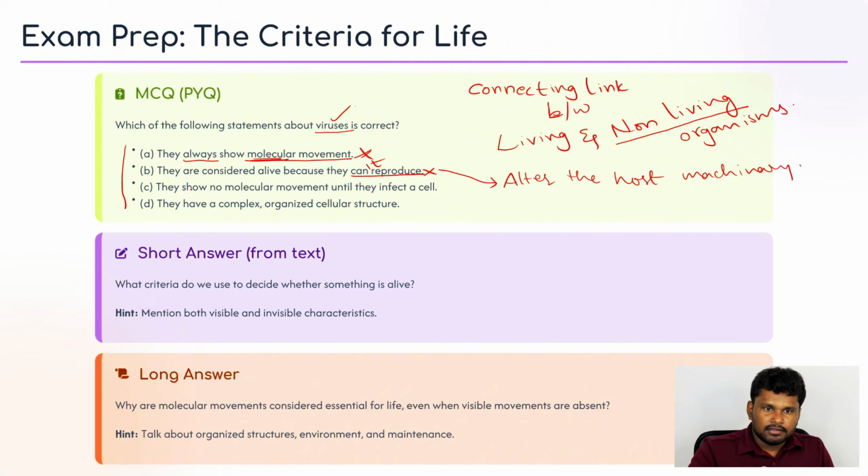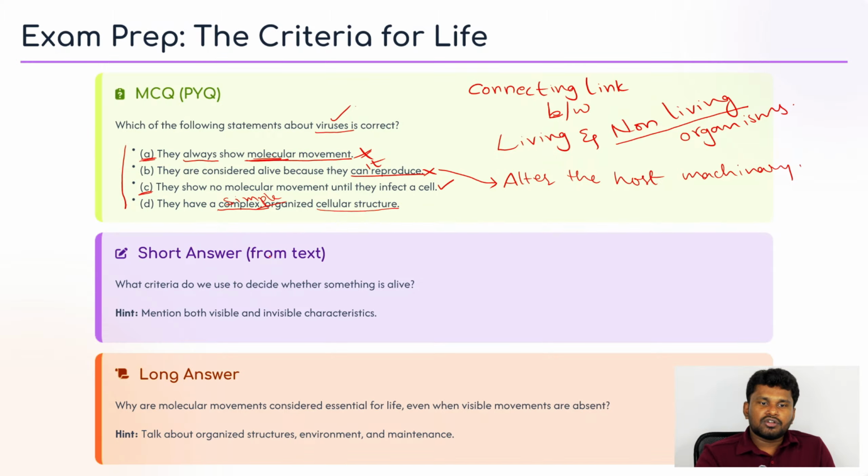Okay, next, they show no molecular movement until they infect the cell. Yes, that's what we have spoken. Controversial point or exactly opposite point to point A is point C, which is correct. And they have a complex organized cellular structure. They have no complex, it is very simple. In fact, virus structure is very simple. It is so simple, not so complex. Okay, so the correct option can be C according to me. Okay, let us see in the next slide.